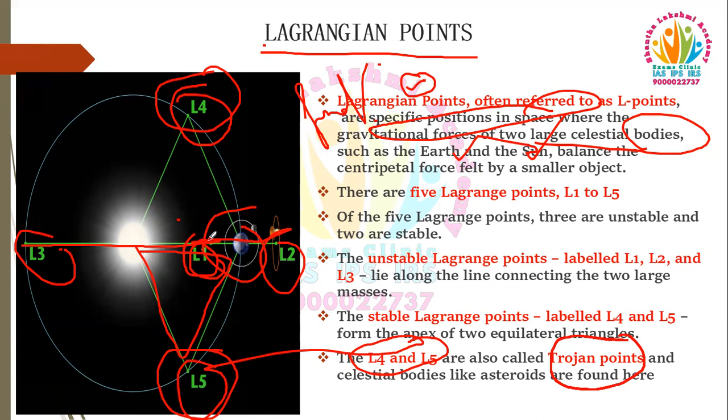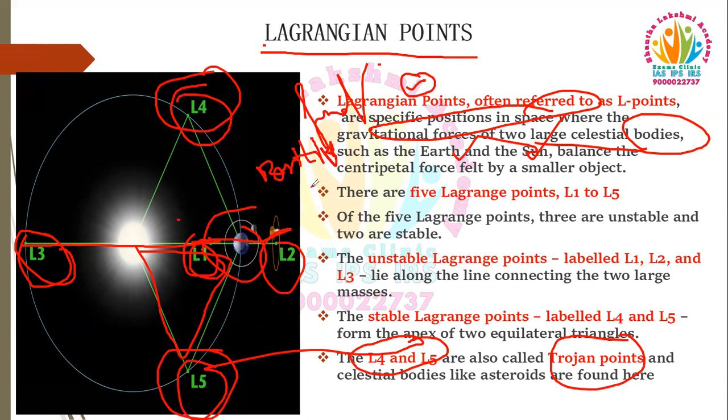We said that L1, L2 and L3 were the unstable points. What do we mean by this? Any object placed at L1, L2, L3 will tend to fall out of the orbit. So in order to maintain their position, we need to do course corrections by firing the onboard thrusters that were placed in the spacecraft.